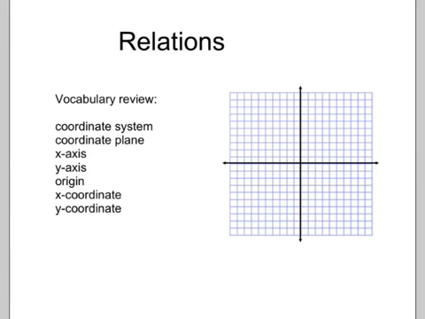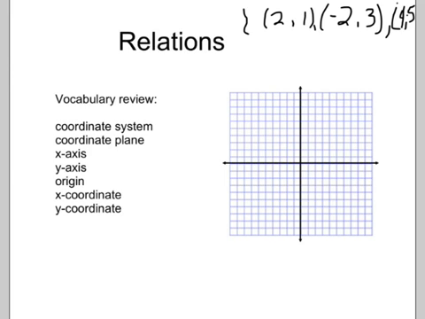So if I just wrote some ordered pairs up here, like 2, 1, negative 2, 3, 4, negative 5, whatever, that would be a relation. A set of ordered pairs is a relation.